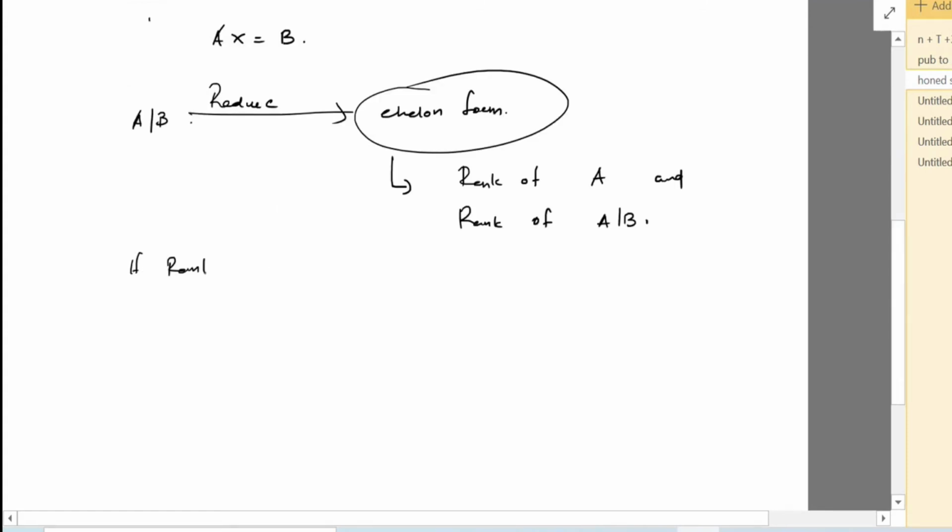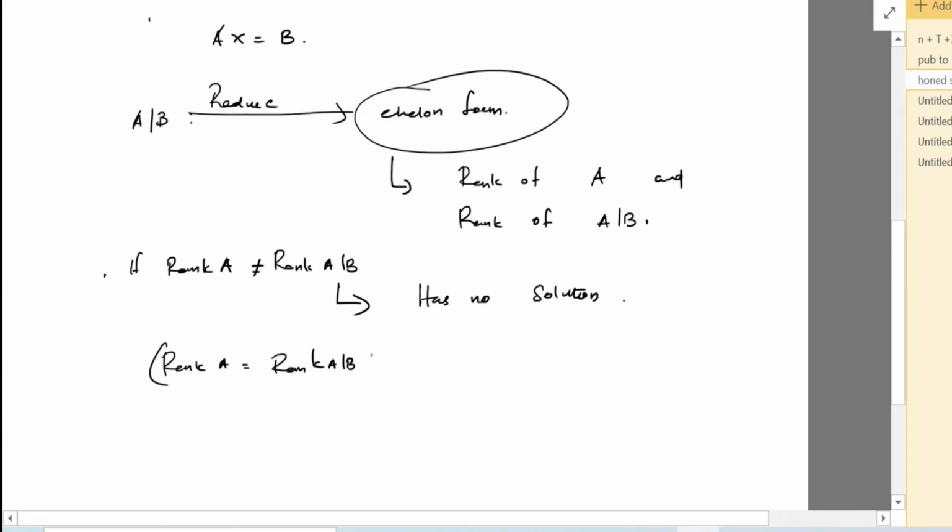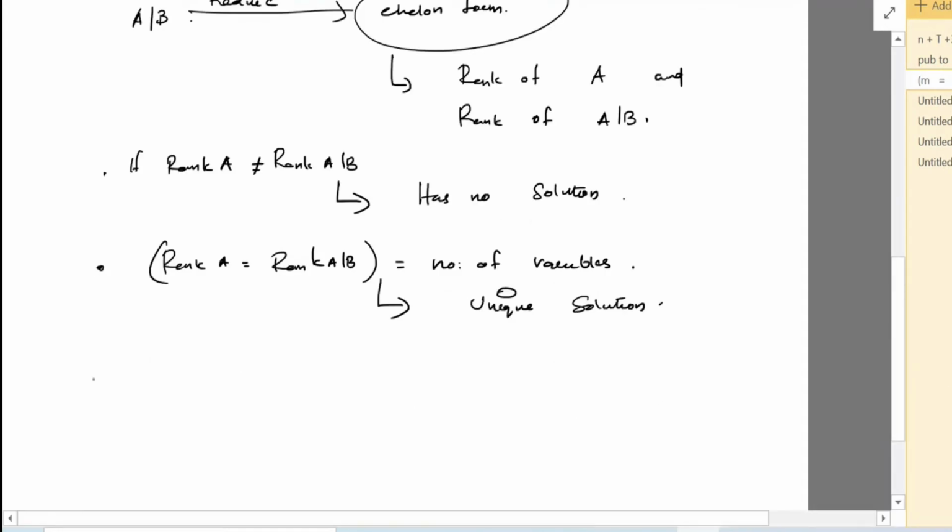If the rank of A is not equal to the rank of AB, then we say that the system has no solution. The next possibility is the rank of A equal to the rank of AB, which is also the same as the number of variables. Then the system has a unique solution. And one more possibility: if the rank of A equals the rank of AB, which is less than the number of variables, then we say the system has infinite solutions.